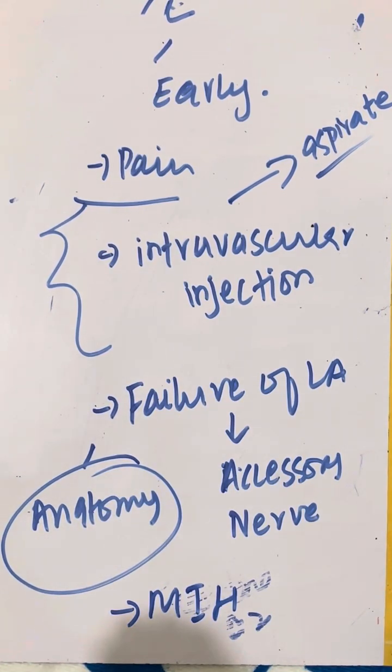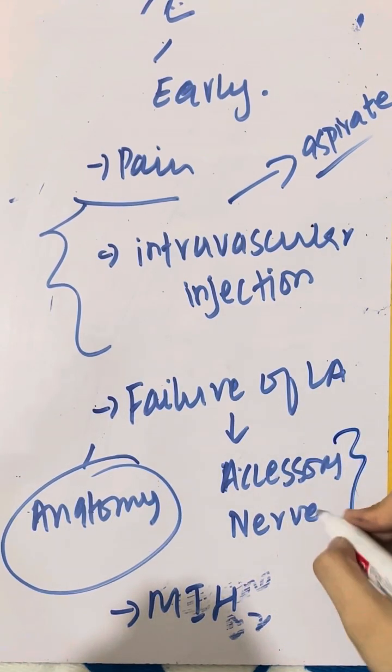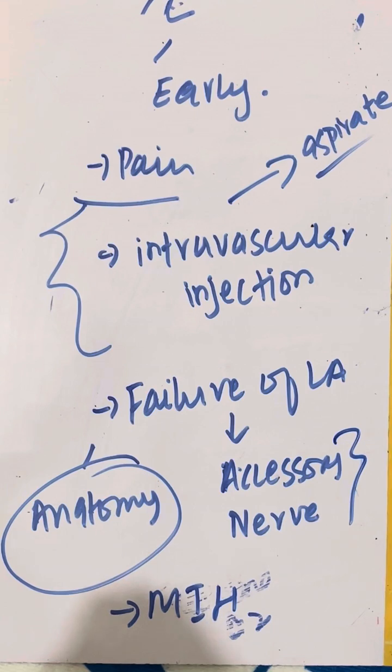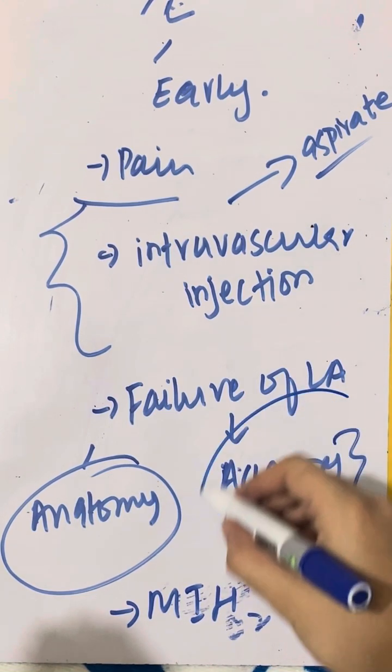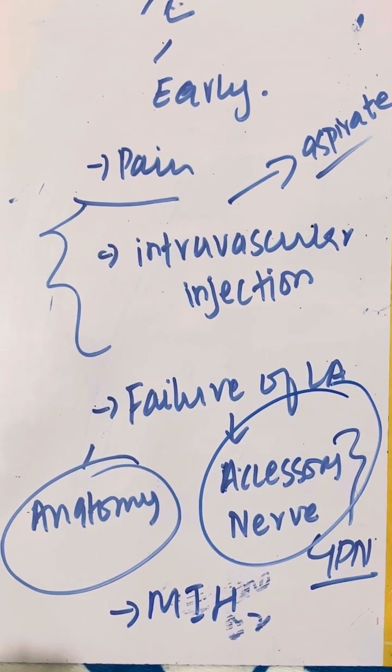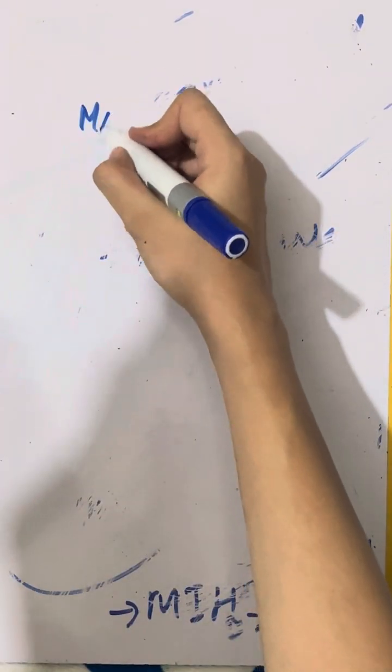What happens in accessory nerves? Accessory innervation is present due to pulpal supply from the greater palatine nerves. So we have to give supplemental palatal anesthesia, or we can give single tooth anesthesia or AMSA. These are given for accessory innervation which comes from the greater palatine nerve. Pain, intravascular injection, failure of local anesthesia, and motor nerve paralysis.